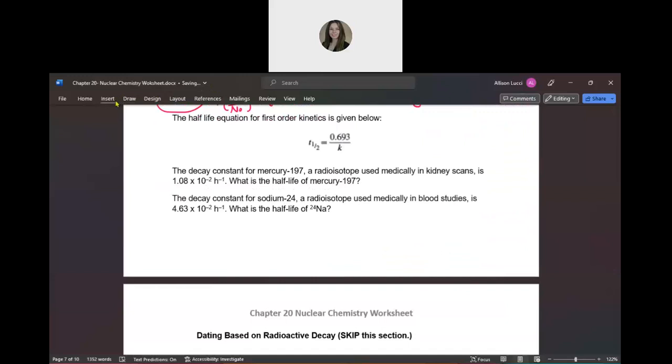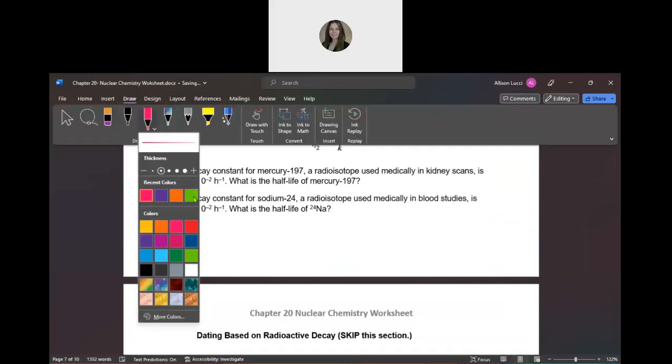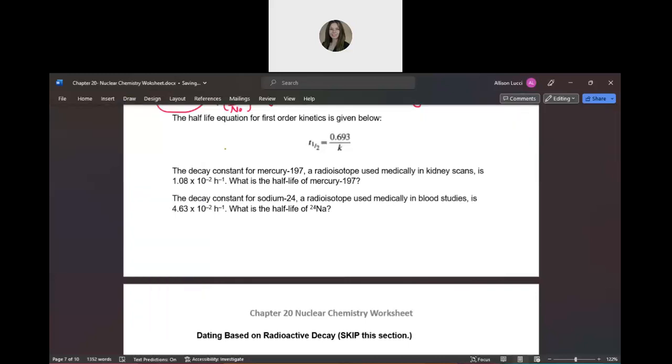Let's look at one other equation that you should know. This is the half-life equation. So we're going to look at mercury 197. It's a radioisotope that's medically used for kidney scans, right? So they inject this isotope or you consume this isotope somehow, and it helps doctors identify problems with the kidney. So we're given our decay constant, our rate constant here, k equals 1.08 times 10 to the negative 2 per hour. And we want to know what is the half-life of mercury 197.